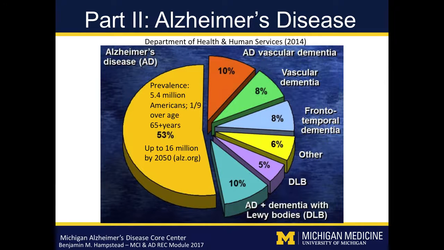The Alzheimer's Association currently says that there's a prevalence rate of Alzheimer's of about 5.4 million Americans, which equates to about 1 in 9 over the age of 65 years. They also estimate that up to about 16 million older adults will be affected by the year 2050. And this is part of the national strategy to combat Alzheimer's disease that you may be hearing a lot about in the media these days.